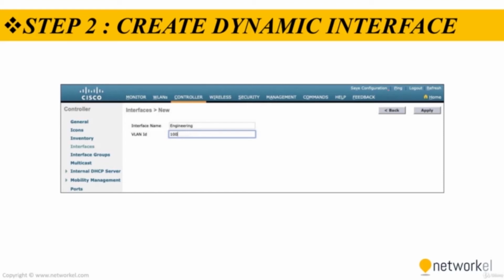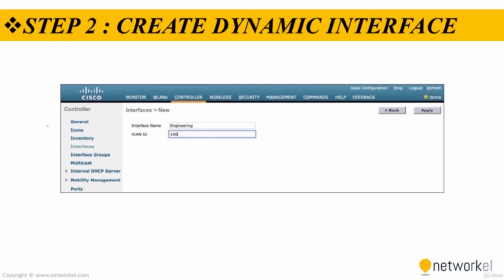The next step is creating a dynamic interface. A dynamic interface is used to connect the controller to a WLAN on the wired network, as I explained to you before. When you create a wireless LAN, you will bind the dynamic interface to a wireless network. To create a new dynamic interface, you navigate to the controller and the interfaces, and you just click the New button to define a new interface.